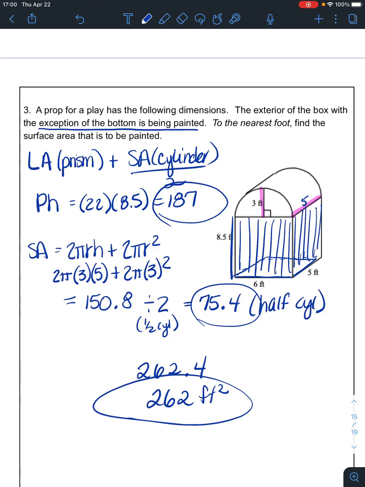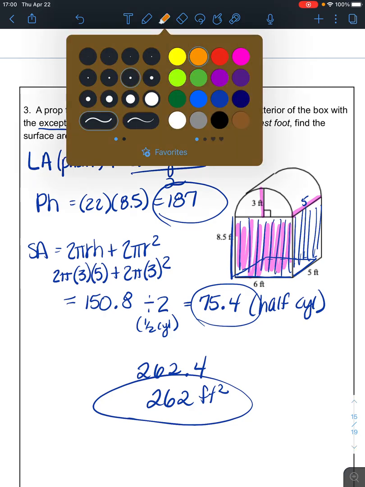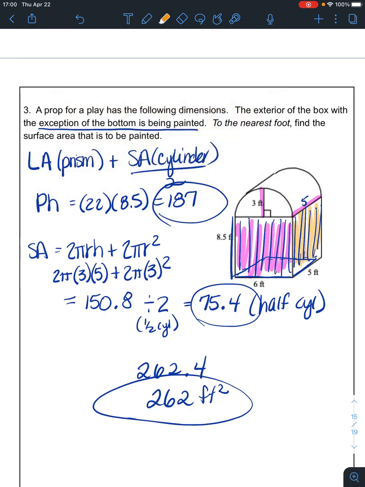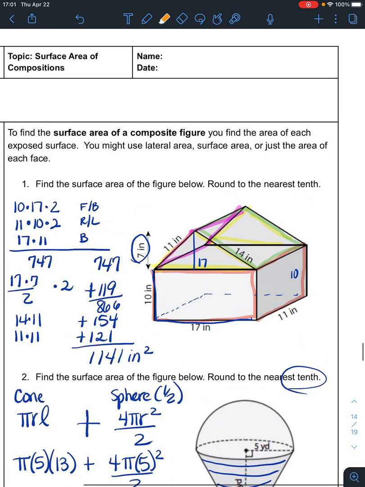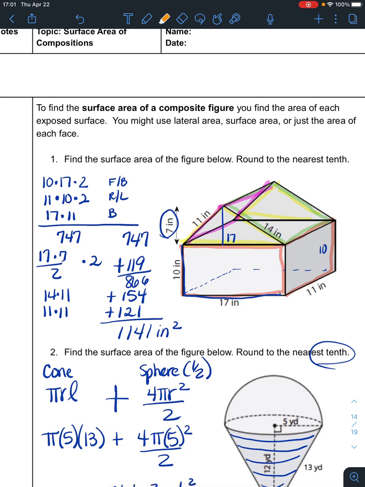If you needed to, you could have found the area of the front and doubled it to get the back, then you could have found the area of the right and the left and added those together. You still would have had to find, now you could do half a circle and half a circle, and then half the lateral area, but sometimes it's easier just to think about as few pieces as possible. So sometimes you want to use lateral area, sometimes you're going to use surface area, and sometimes you're just going to find the area of each face. Anytime you have a shape that doesn't have a singular equation to help you find the surface area.